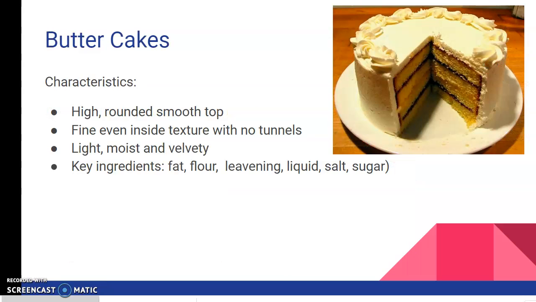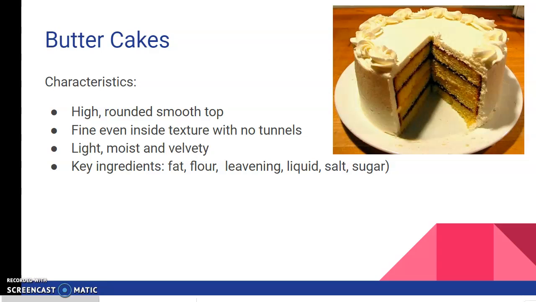So let's start talking about butter cakes. Remember, butter cakes are also known as shortened cakes. And there are certain characteristics that characterize butter cakes. So usually they have high rounded, smooth tops. They have an even inside texture with no tunnels. They are usually light, moist, and velvety. And they have some key ingredients. They have fat, flour, leavening, liquid, salt, and sugar.